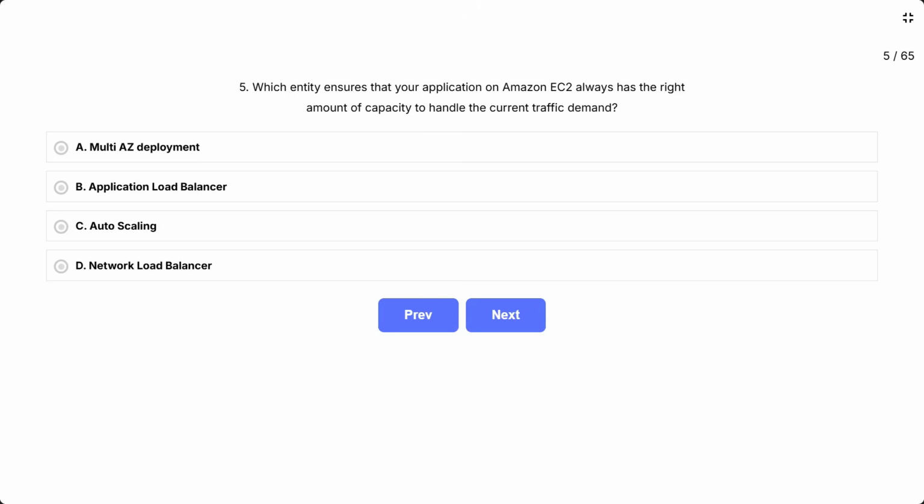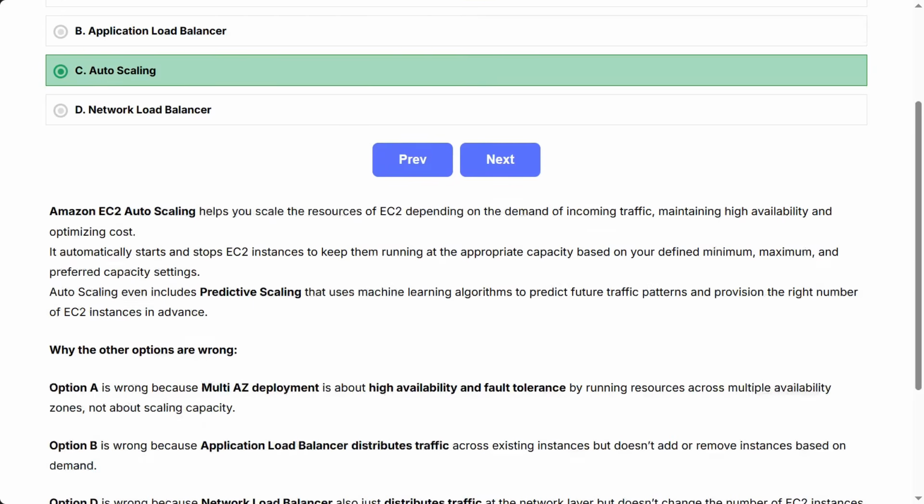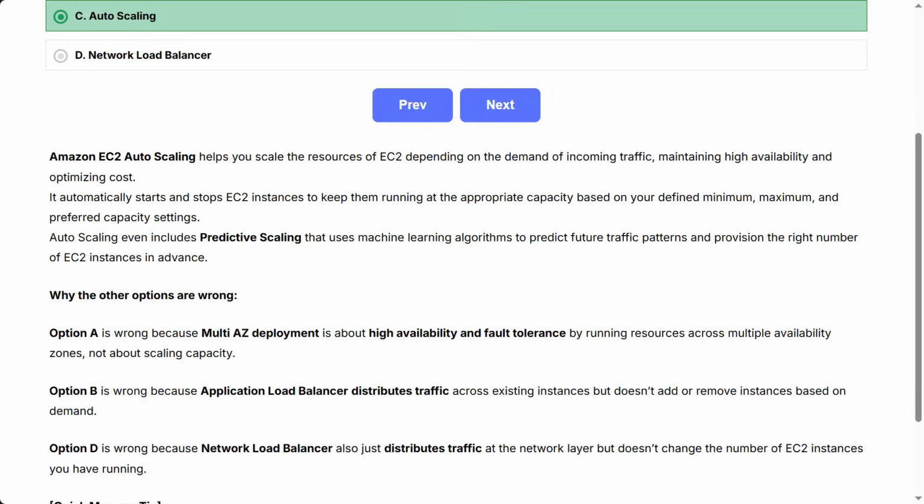The correct answer is C. Auto Scaling. Amazon EC2 Auto Scaling helps you scale the resources of EC2 depending on the demand of incoming traffic, maintaining high availability and optimizing cost. It automatically starts and stops EC2 instances to keep them running at the appropriate capacity based on your defined minimum, maximum, and preferred capacity settings. Auto Scaling even includes predictive scaling that uses machine learning algorithms to predict future traffic patterns and provision the right number of EC2 instances in advance.